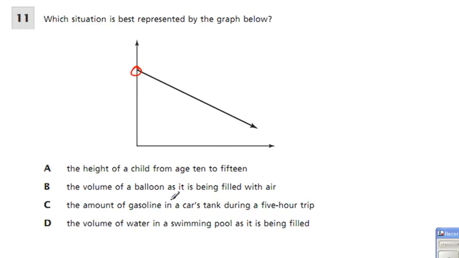So how about amount of gasoline in the car tank during a 5-hour trip? Oh, okay. It may make sense because as you drive, the gas will decrease. So therefore, the answer will be choice C.